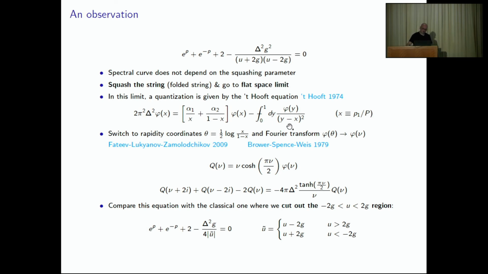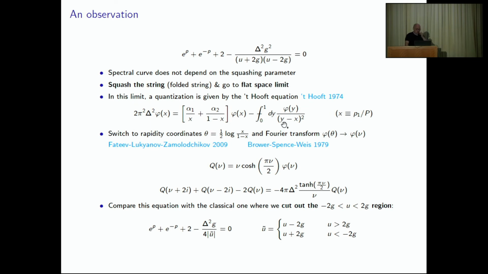Okay, so then this integral equation describes the wave function. Alpha 1 and alpha 2 are some renormalized mass squared numbers here. You can set them to 0 here for the purposes of this talk.